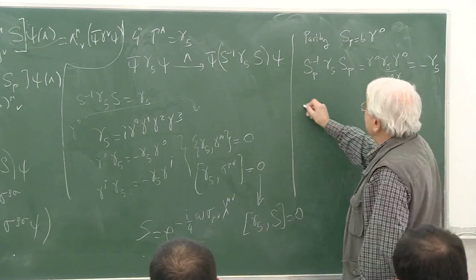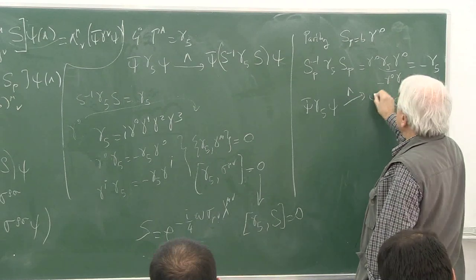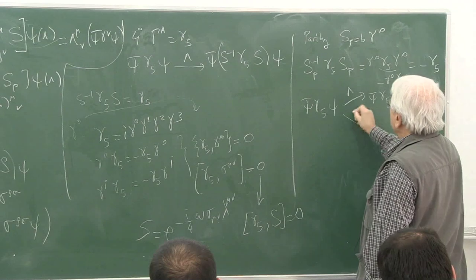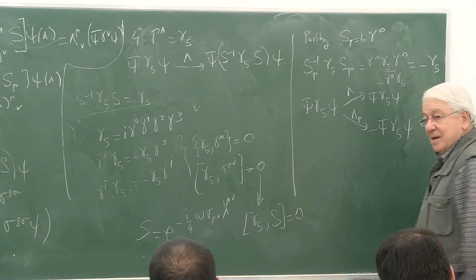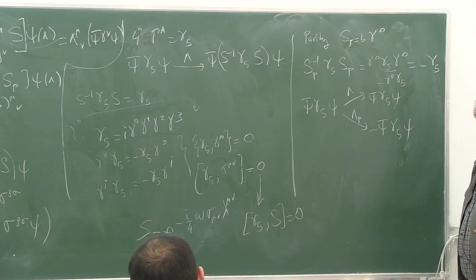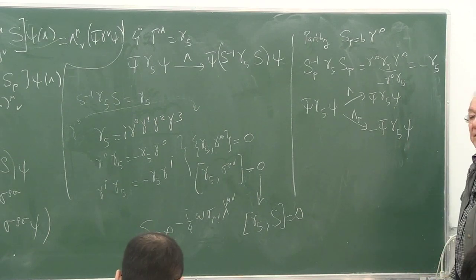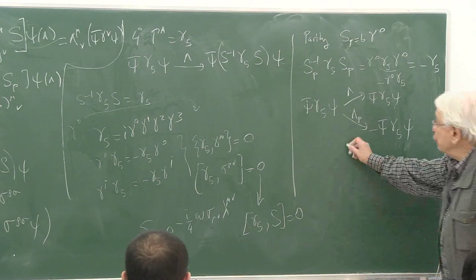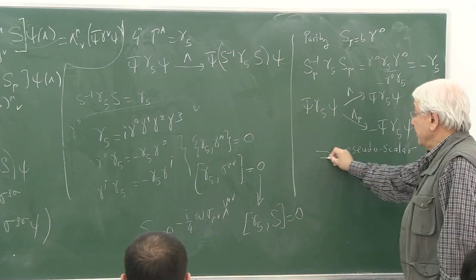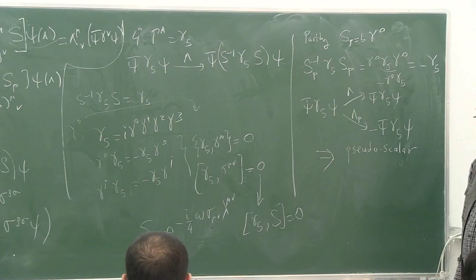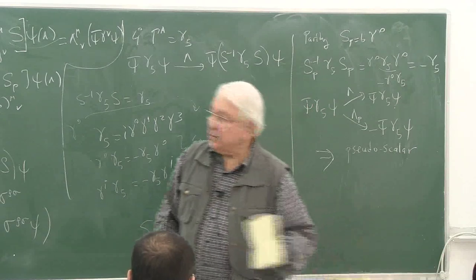So, to summarize: ψ̄γ⁵ψ under the proper Lorentz transformations is equal to ψ̄γ⁵ψ, and under parity it is equal to minus ψ̄γ⁵ψ. That's why it is called pseudoscalar. It doesn't change under proper Lorentz transformations, but it changes sign under parity. That's why it is a pseudoscalar, not always a scalar. Under parity, it changes sign.